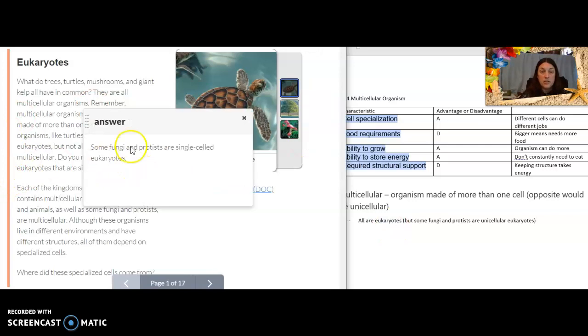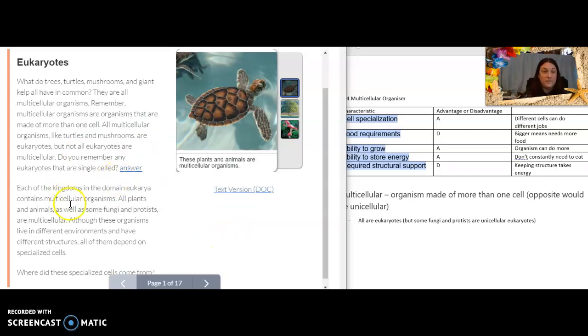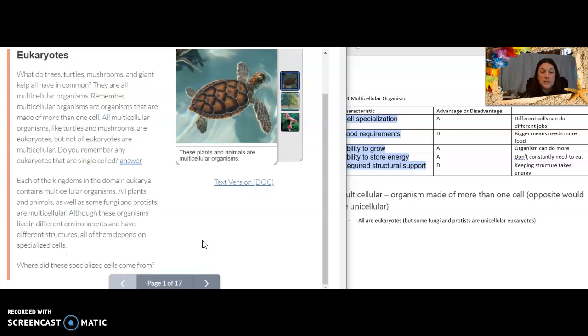So again, there's always exceptions and examples in science. So we want to make sure that we give some examples, and if there's exceptions, we write them down as well. Each of the kingdoms in the domain Eukarya contains multicellular organisms. All plants and animals, as well as some fungi and protists, are multicellular. Although these organisms live in different environments and have different structures, all of them have specialized cells. Where do specialized cells come from? That makes it sound like it's either going to be in the pictures or it's coming up.